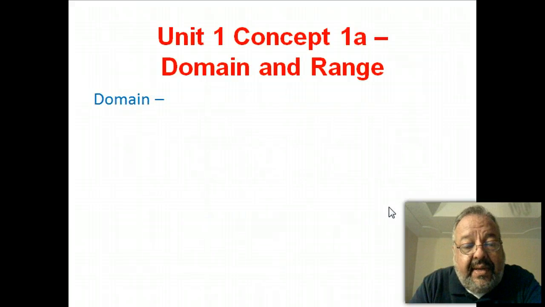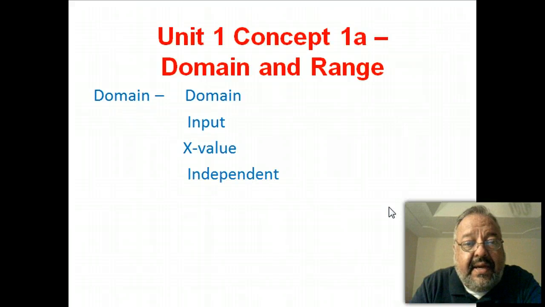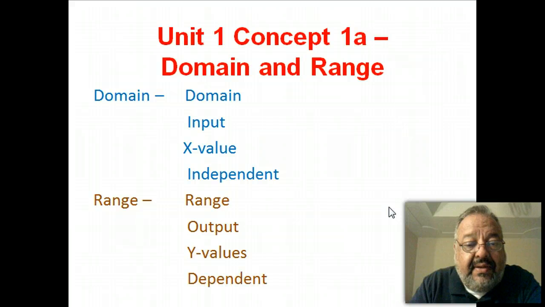Now let's talk about domain. The definition of domain may be familiar to you by using a memory device. You have DIXI, D-I-X-I. The D stands for domain, the first I stands for input, the X is the X value, and the second I is independent. So if DIXI is used to remember domain, what is used to remember range? Yes, it's ROID. Remember that old friend ROID. R stands for range, O stands for output, Y is the Y values, and D is dependent values.